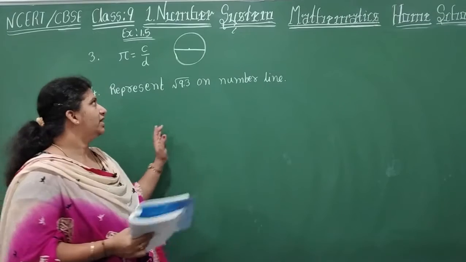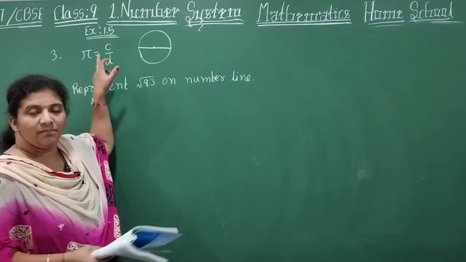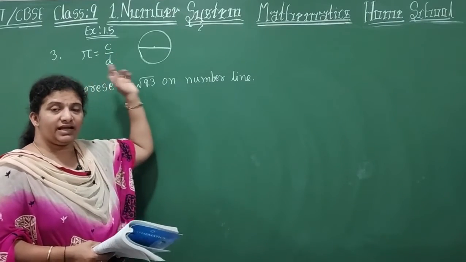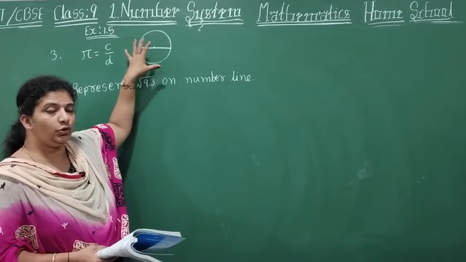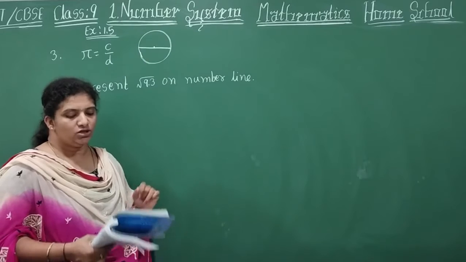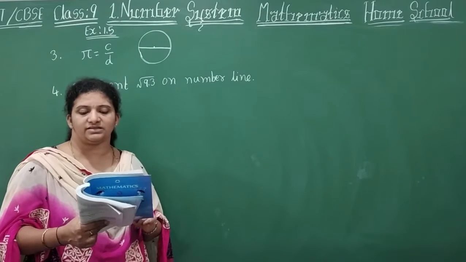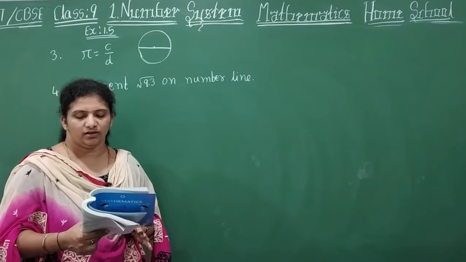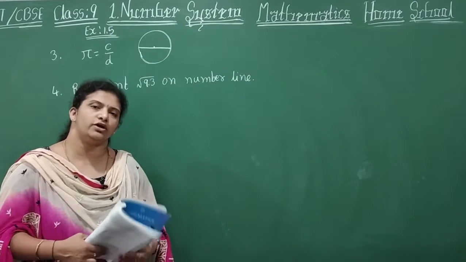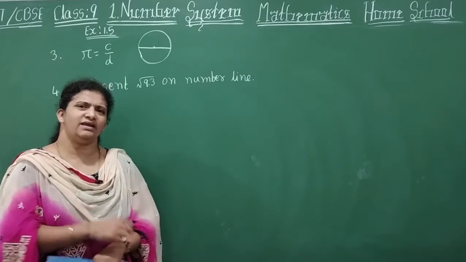So observe here carefully what they are saying. Pi is the ratio of circumference of a circle to its diameter, given. So what they are saying here seems to contradict the fact that pi is irrational. How will you resolve this contradiction? Why? What is the contradiction here?